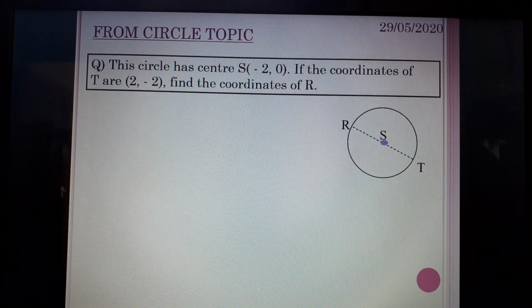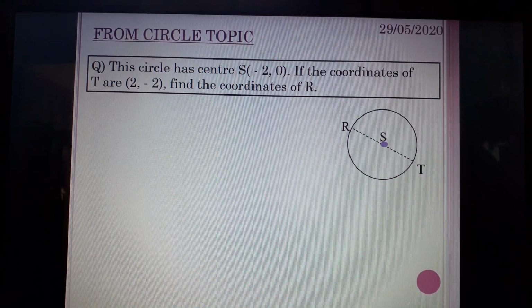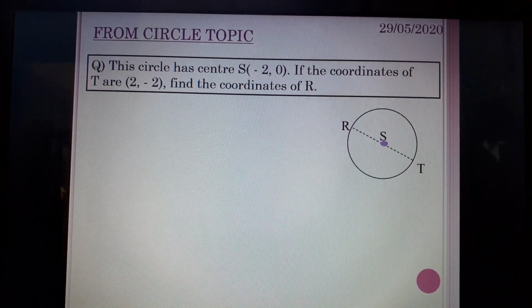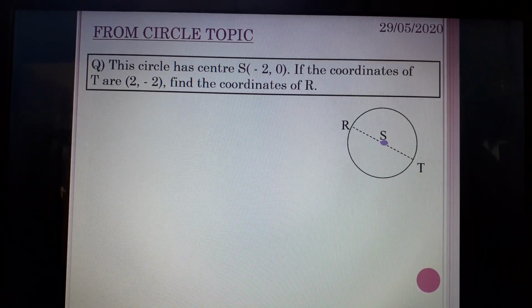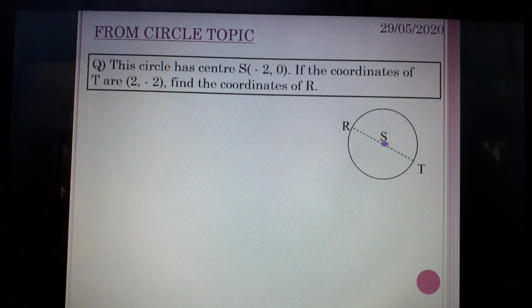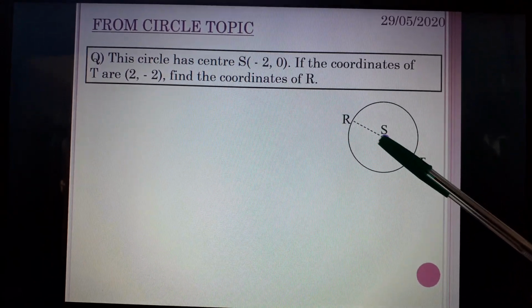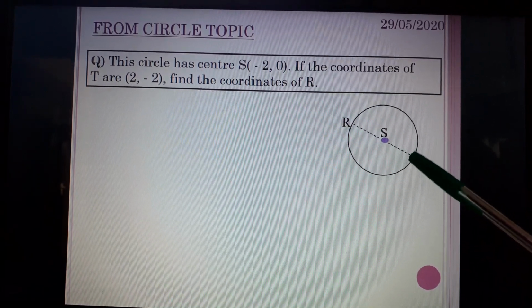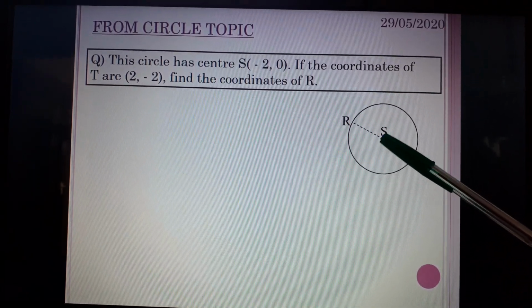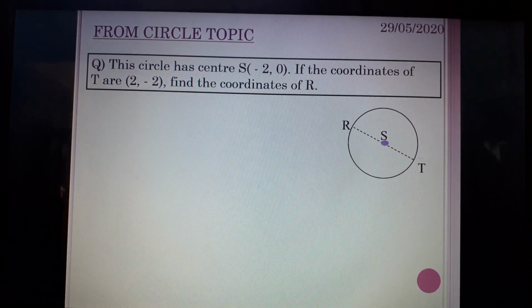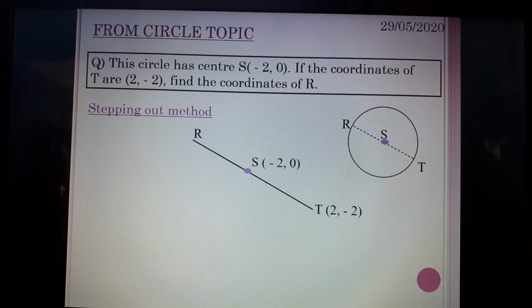So let me just show you this question in context of the circle, and then we'll go on to some vectors questions. This circle has centre S, which is -2, 0. If the coordinates of T are 2, -2, find the coordinates of R. So you can see here that we've been given the centre and we've been given T. Now we know that the centre is right in the middle of this circle, so the gap from here to here is exactly the same as the gap from here to here, and that's how we're going to use this method called the stepping out approach.